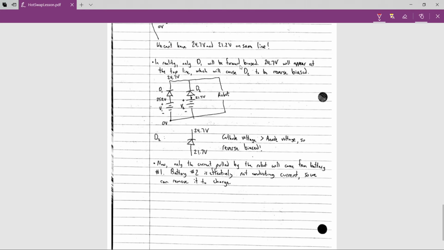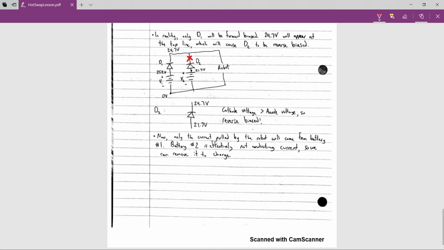So let's see. Yeah, so again, this is what we'll see, 24.7 volts across here, which means this guy is not conducting current. We have no current in here, and current will be pulled directly from this battery to the robot. So now, since this guy's effectively disconnected, we can just unplug it, there's no problems, and we don't have all that power being wasted, drained from the internal resistance of the battery itself.